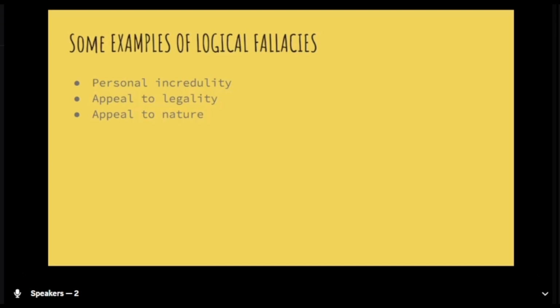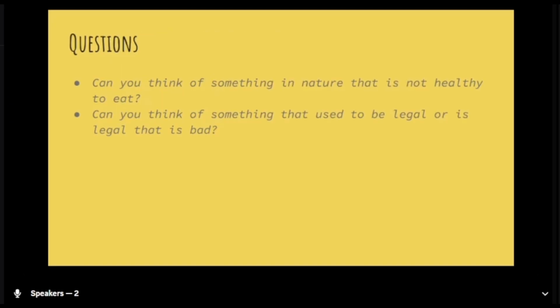And then the other two, legality, is when someone thinks that something is good or moral just because it's legal. The appeal to nature, when someone assumes something is healthy, good, or desirable just because it's natural. Some questions, can you think of something in nature that is not healthy to eat? Can you think of something that used to be legal or is legal that is bad? Oh, I can just think of a few, self-reflection there. Yeah, do you want to pull them out?